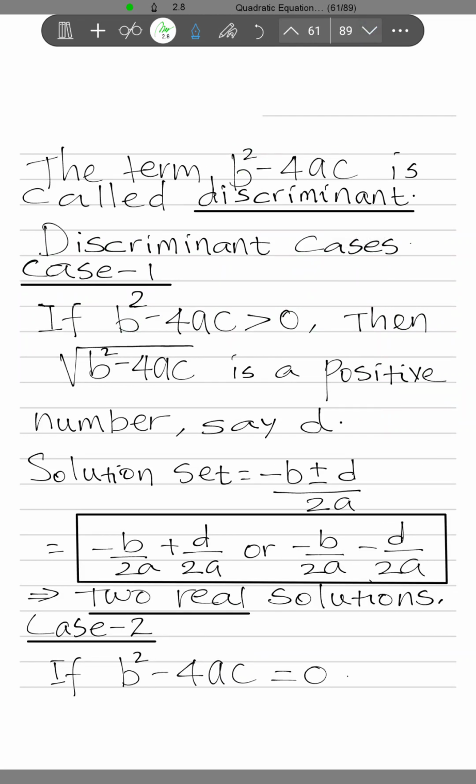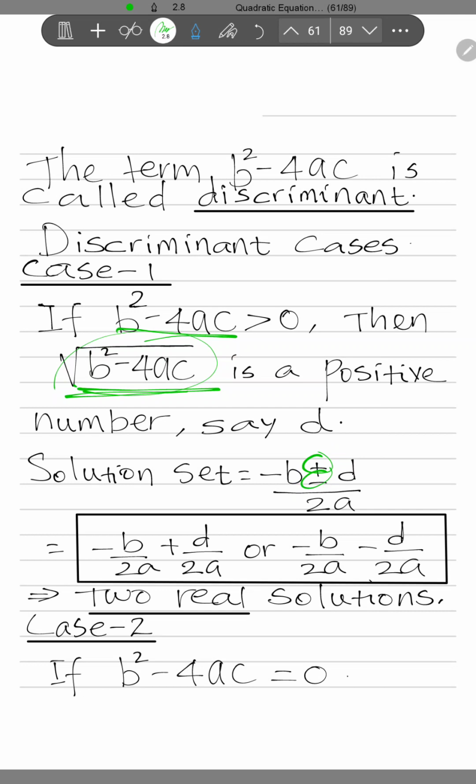The term b squared minus 4ac is called the discriminant. There are three cases for a discriminant. Case number 1, if b squared minus 4ac is greater than 0, then the square root of b squared minus 4ac is a positive number. We can say d, or we can keep it as it is. Then the solution set will be minus b plus or minus d over 2a, or simply minus b plus or minus square root of b squared minus 4ac over 2a. So we have two solutions, one with a plus, one with a minus.